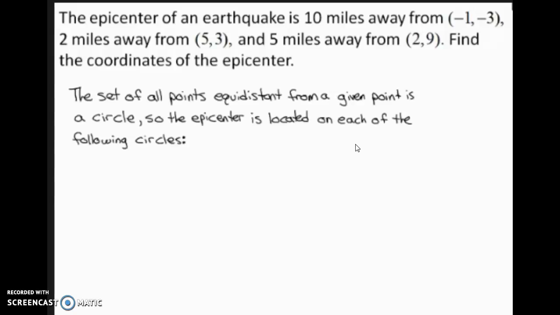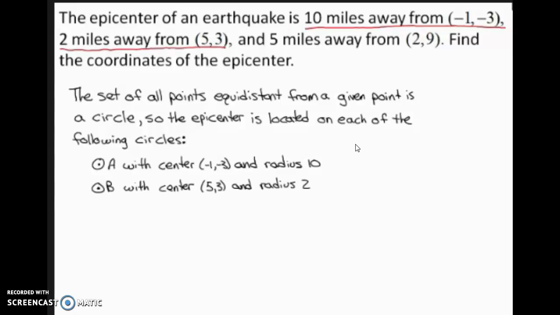The epicenter of an earthquake is 10 miles away from -1, -3, 2 miles away from 5, 3, and 5 miles away from 2, 9. Find the coordinates of the epicenter. The set of all points equidistant from a given point is a circle, so the epicenter is located on each of the following circles. Circle A with center -1, -3, and radius 10. Circle B with center 5, 3, and radius 2. And Circle C with center 2, 9, and radius 5.